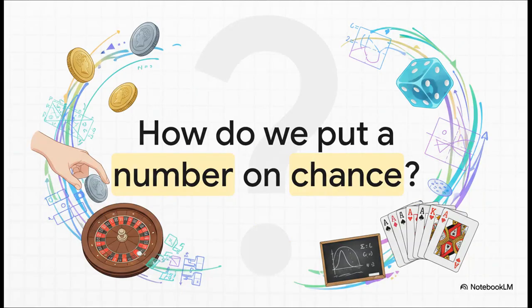All right, so let's get right into it. The big question is this: how do you put a number on something that's totally random? We need a way to translate all these unpredictable outcomes, heads or tails, rain or shine, into the one language that lets us get a grip on them, the language of math. And that is exactly the problem we're going to tackle today.